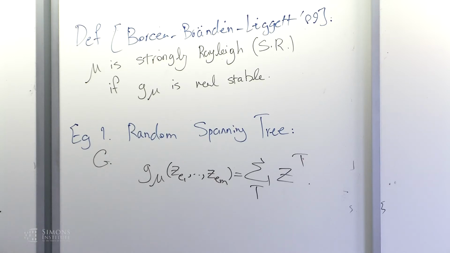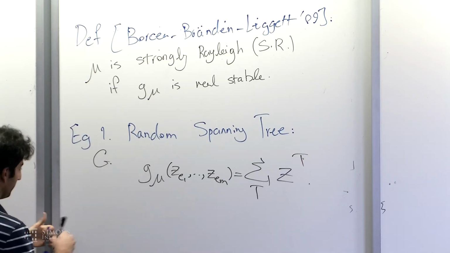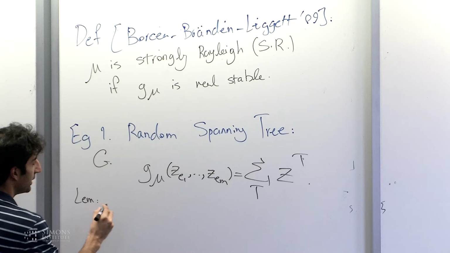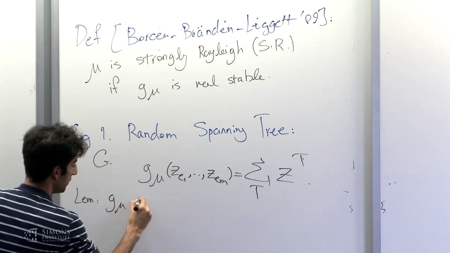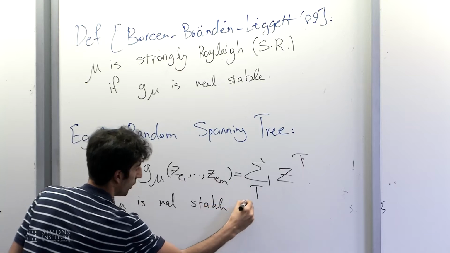Now how to prove it? It's again by Cauchy-Binet, mother of all stable polynomials. So here is the proof. Let me state the simple lemma that G mu is real stable for all G.